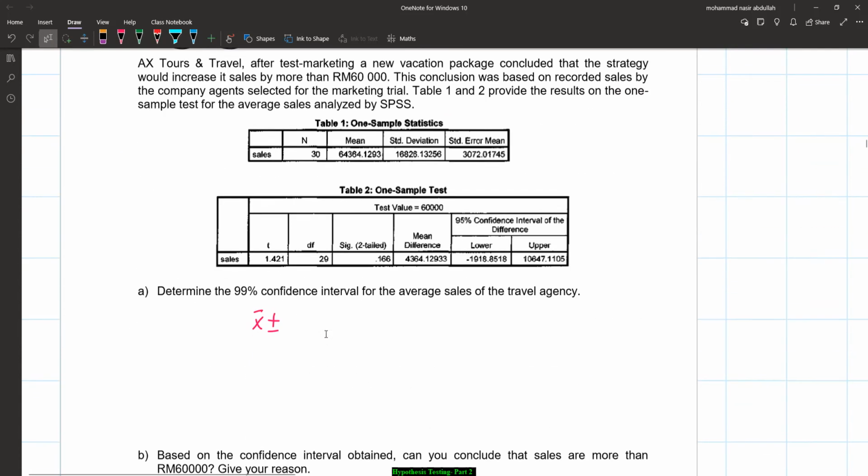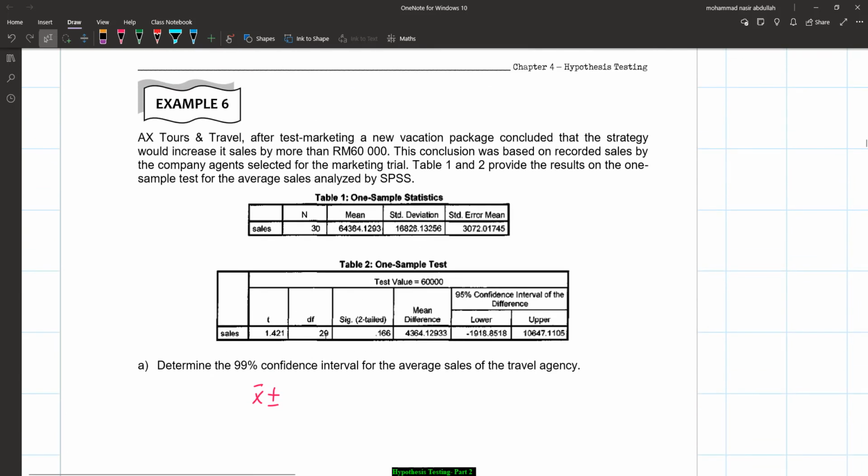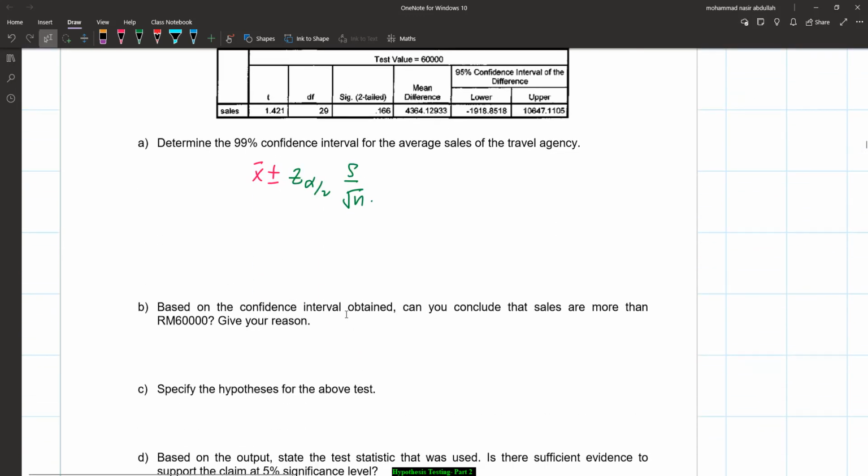Same goes for example number 6. Since n is more than 30, and it says here the population standard deviation is also unknown, so this is Z alpha divided by 2 times s divided by the square root of n for the confidence interval. So you should recalculate. You cannot totally depend on the SPSS output. And then based on the confidence interval obtained, can you conclude the sales is more than 60,000? So you conclude based on the interval.